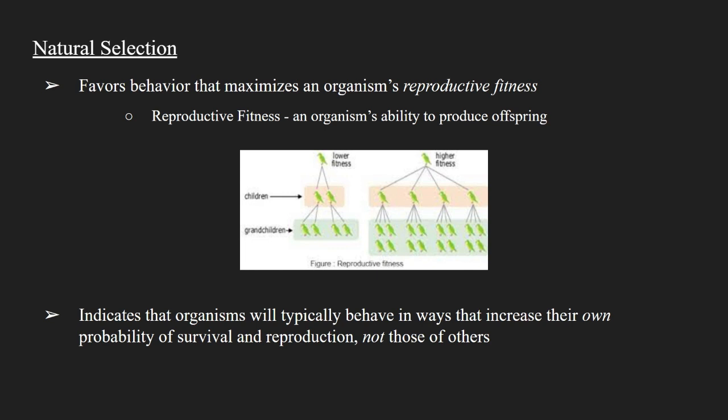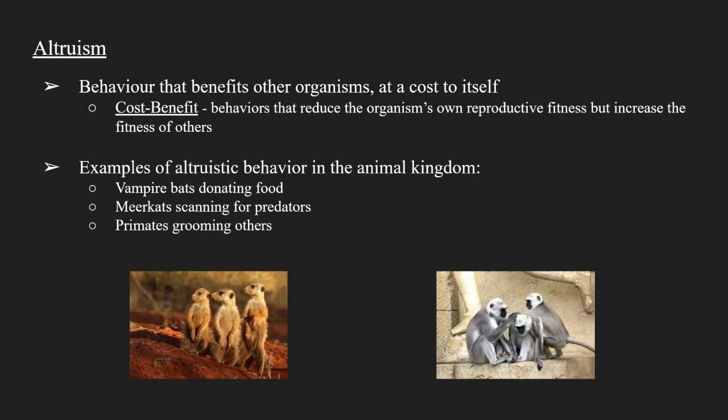Here we can see modeled an organism with low reproductive fitness on the left and a high reproductive fitness on the right. This information regarding natural selection indicates that organisms will typically behave in ways that increase their own probability of survival and reproduction, not those of others. Now, with this background knowledge in mind, we will begin to see just how and why altruism is so important.